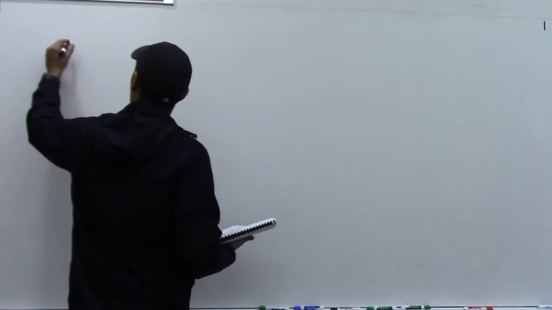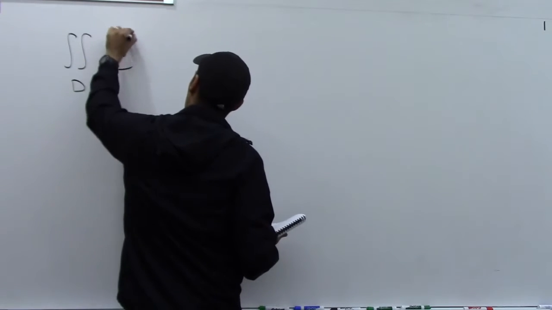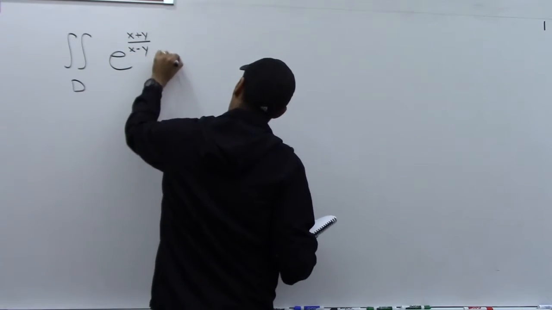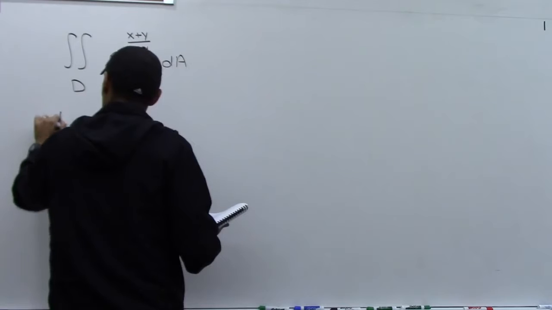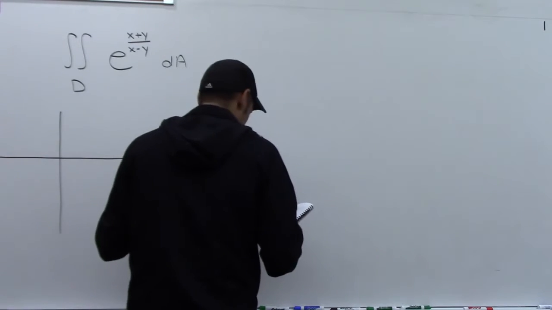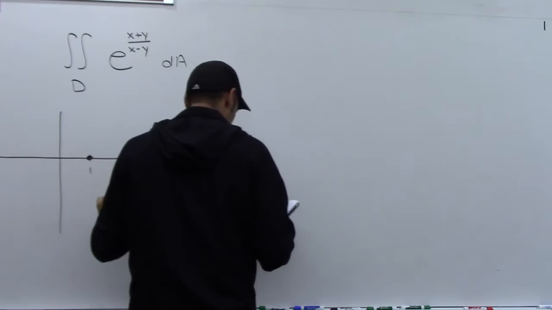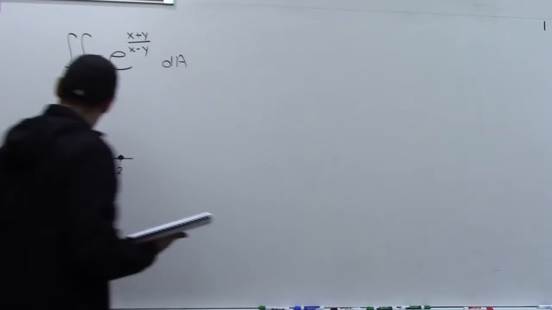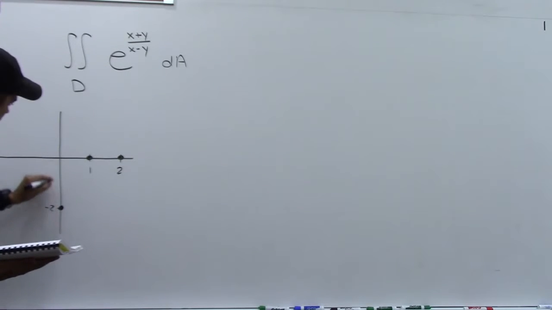Okay, so I'm going to do another one here. Let's do the double integral over D of e to the x plus y over x minus y with respect to area, where D is this trapezoid given to you with these points as vertices: 1, 0; 2, 0; 0, negative 2; and 0, negative 1.